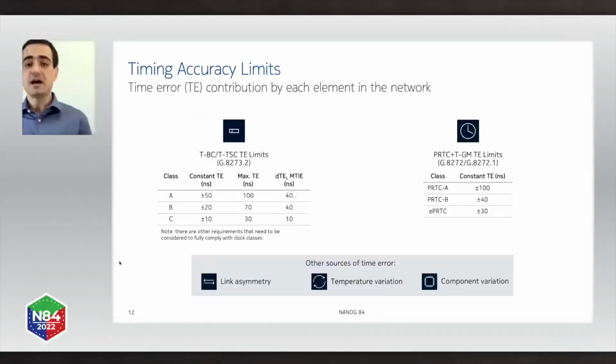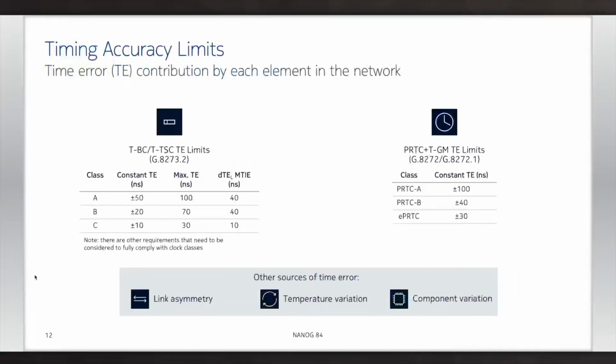Now, whenever you transmit timing through the network, we are introducing error. And ITU has defined some limits to the time error that each type of node can introduce in the network. You see the boundary clocks and the receivers on the left, and the time references on the right. Typically you have on the boundary clock and receivers the classes A, B, and C, with class C being the most accurate.